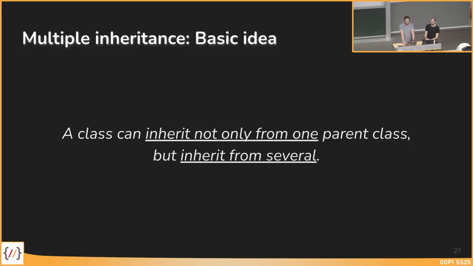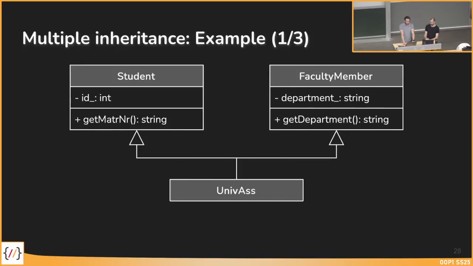And now let's have a look how this could look like with an example. So we have a student class with a ID, which is more or less the matriculation number, then the getter for this matriculation number, and we have another class, faculty member, which is some person working at the university. So there is a department as member, which is a string, and also a getter for the string.